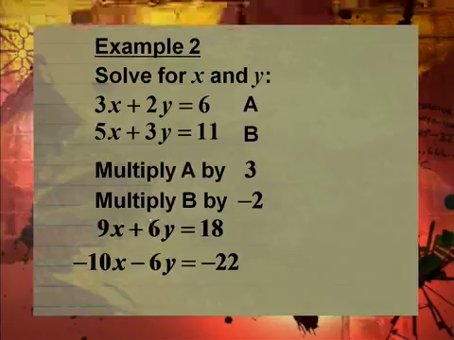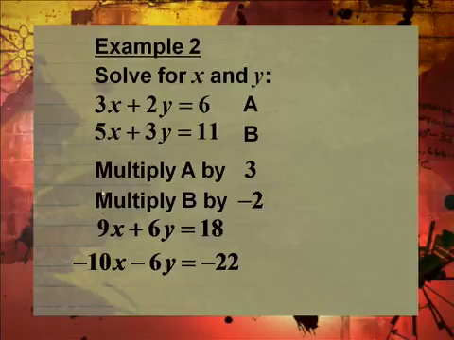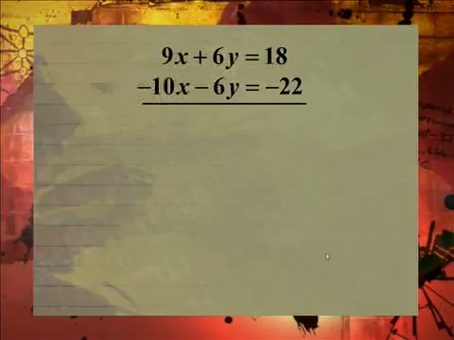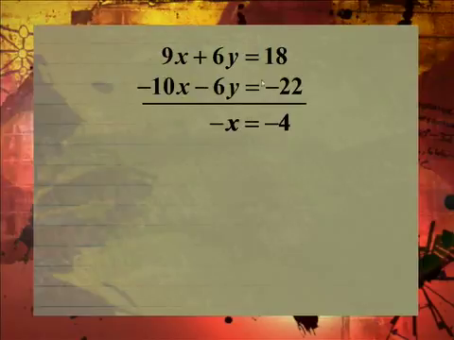Now look at this again. There's equation A. I've multiplied it by exactly 3. So 3x is 9x, 2y becomes, of course, 6y, and 6 becomes 18. The bottom one you multiply by negative 2, and that gives negative 6y. 11 times negative 2 gives negative 22. Now, all you need to do is simply add down. 9 minus 10 is negative 1. 18 minus 22 is negative 4.